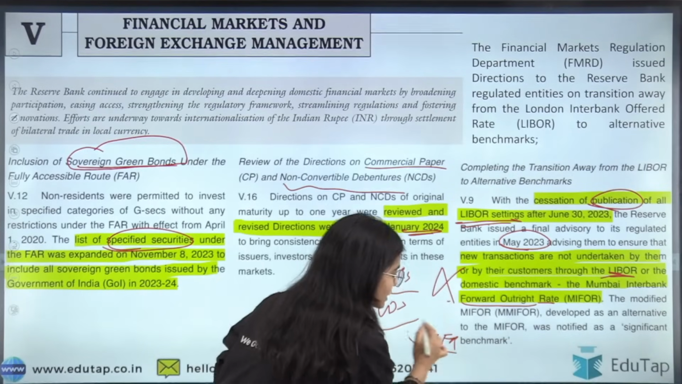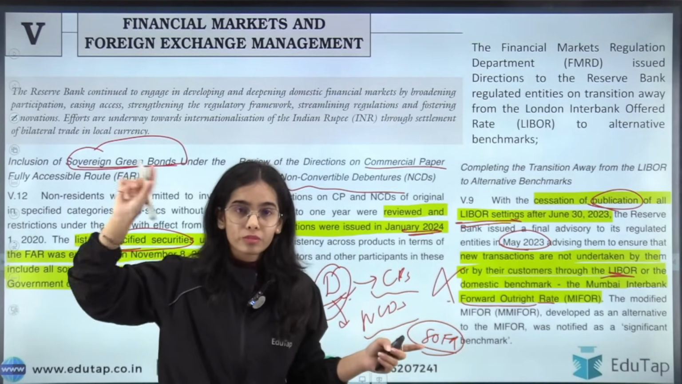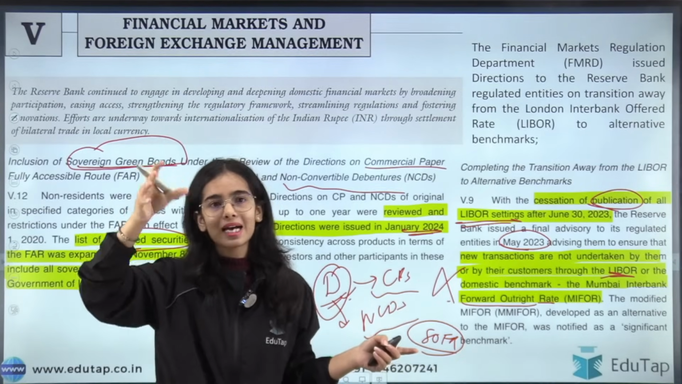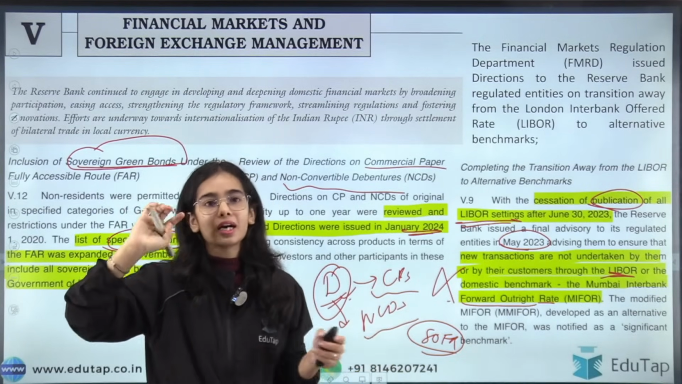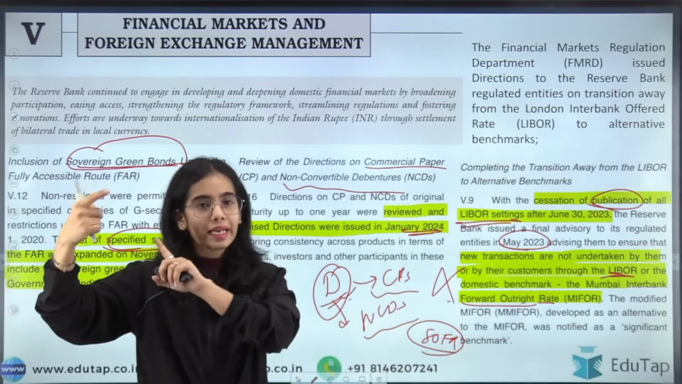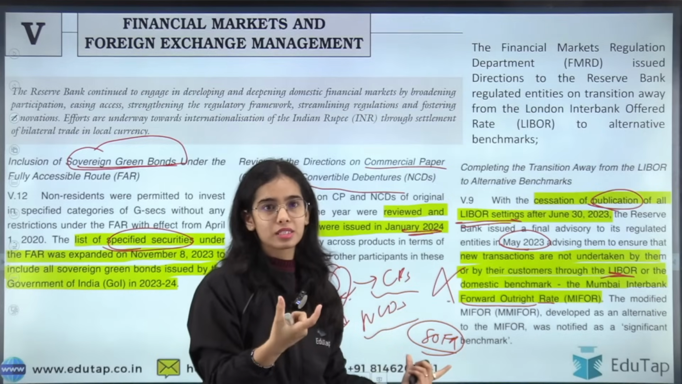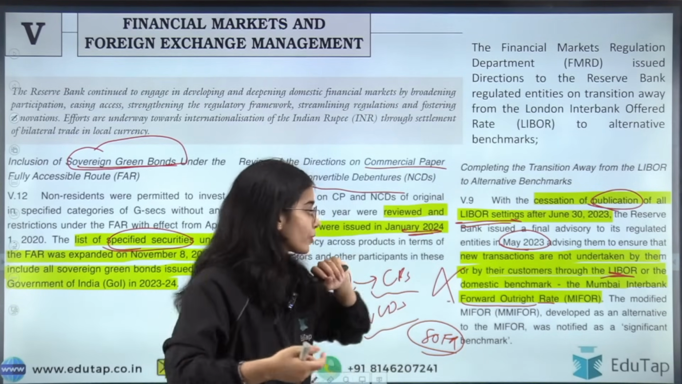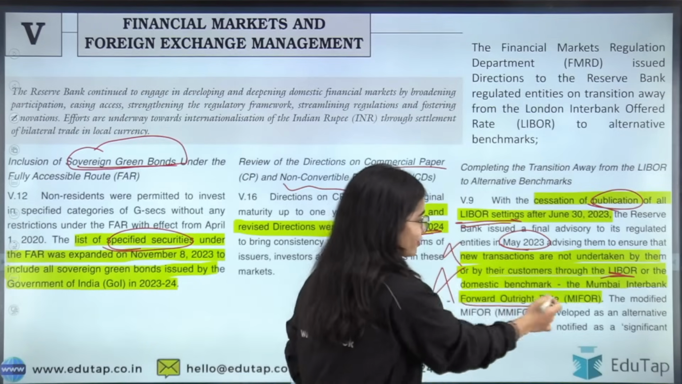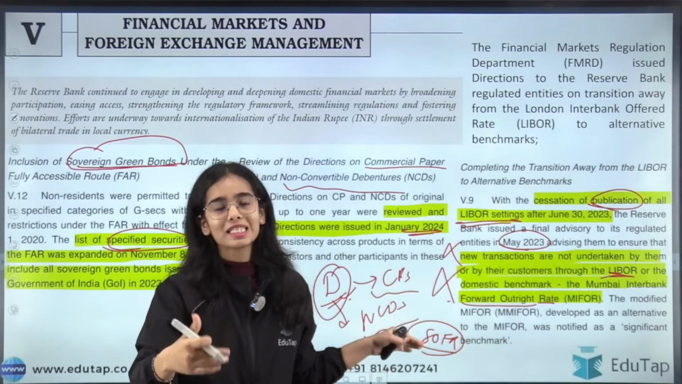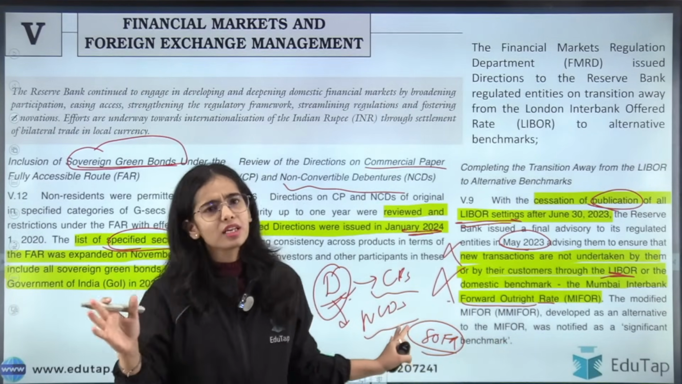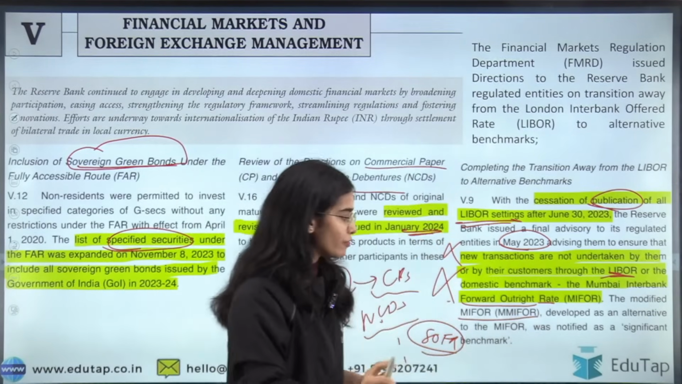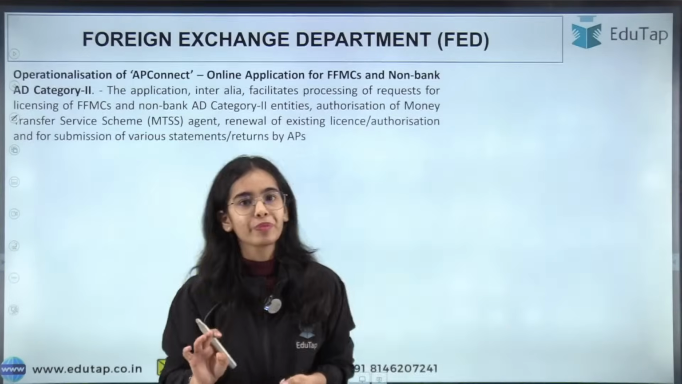Now the SOFR is linked to the changes in the rate as per the Federal Reserve of the US. So the US has the Federal Reserve, the monetary authority, and as per their overnight lending rates, the SOFR is decided. So this is more trustworthy, we can say, than the LIBOR. So LIBOR stopped, MIFOR stopped. RBI said that we can use SOFR or any other benchmark rate, and there was the modified MIFOR that was developed to replace the MIFOR. Okay. So this is the idea.